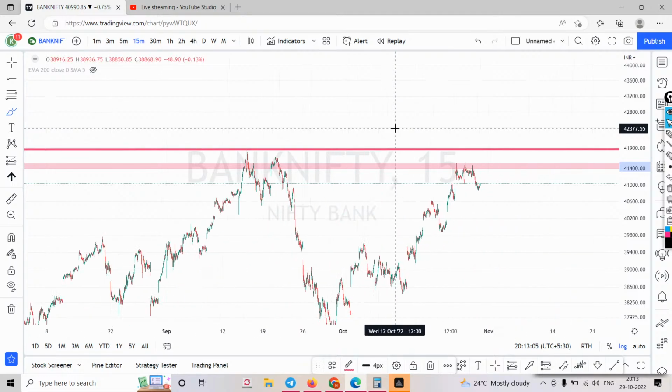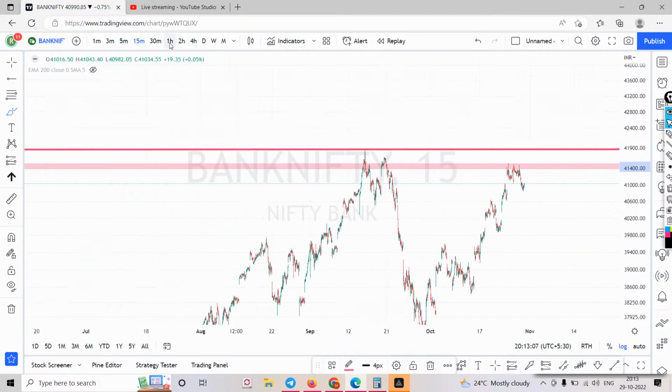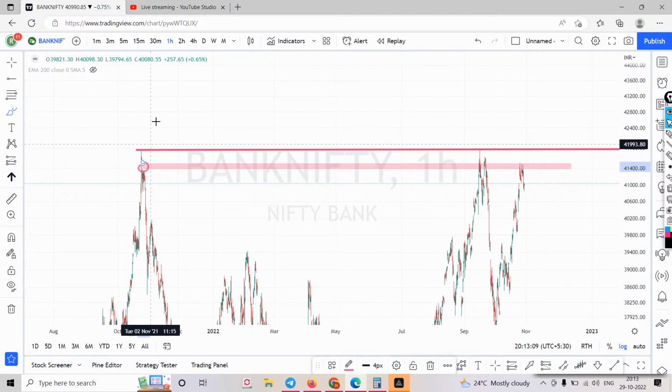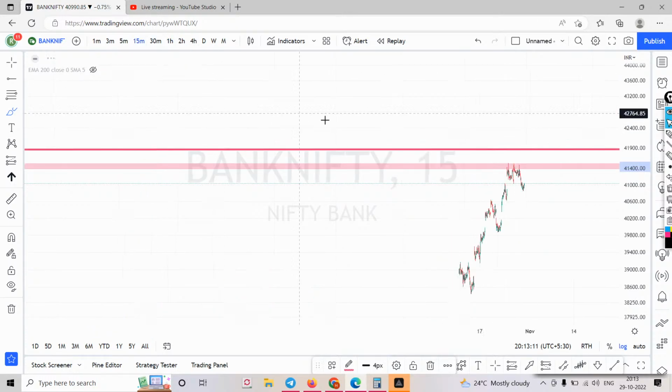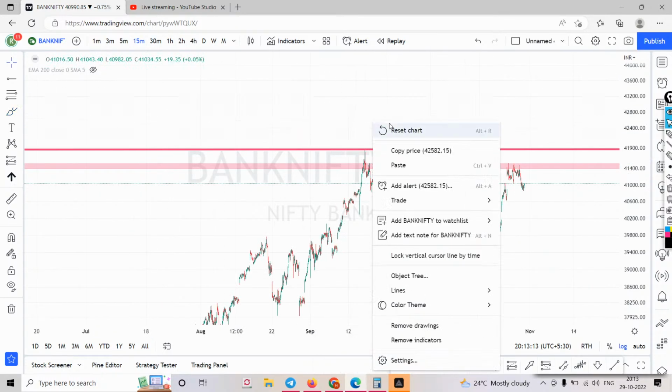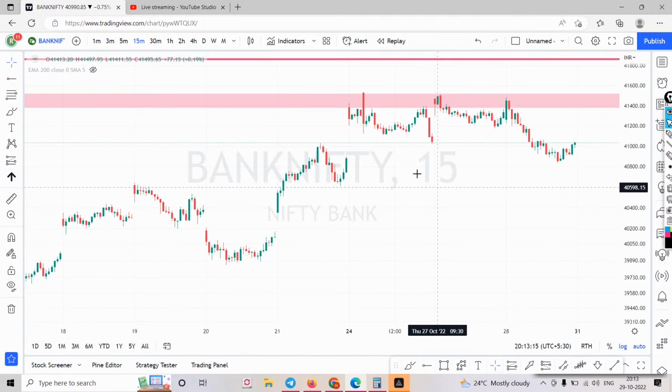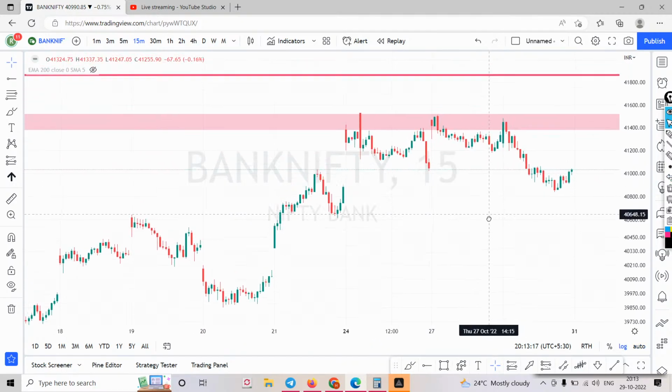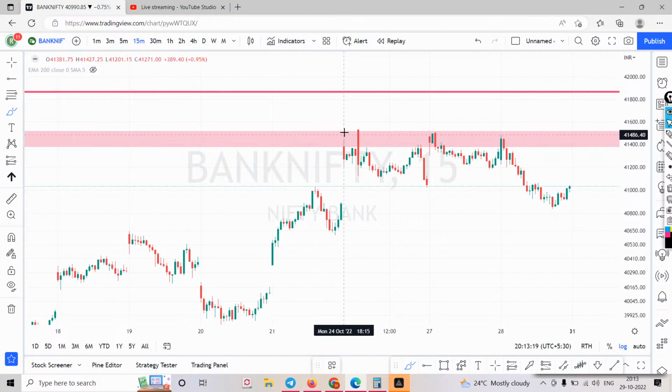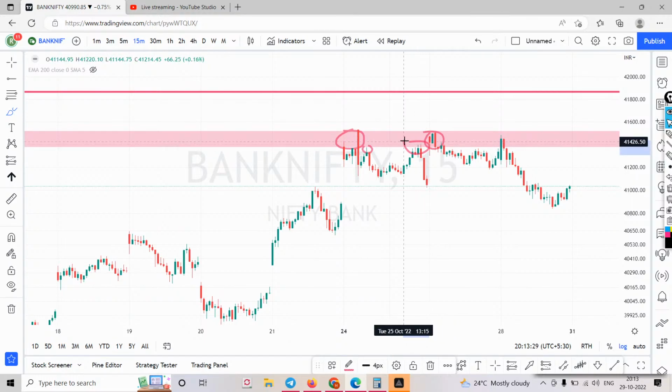Let me take you back to 1 hour. This was the 1 hour, right? So I'll take you to 15 minutes so that you'll get to know the difference. If you look at the 15 minutes, don't you think this acted as a multi-level resistance? Within this zone, this acted as a resistance. Even this acted as a resistance, even this, even this.